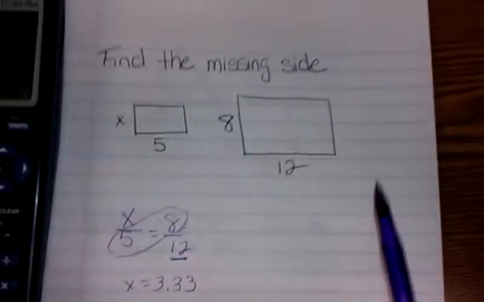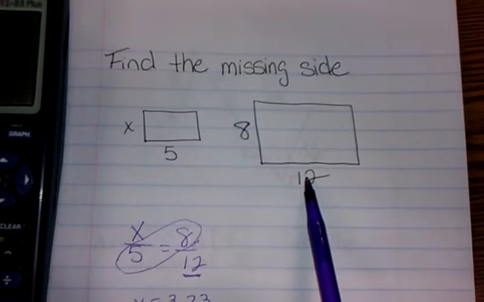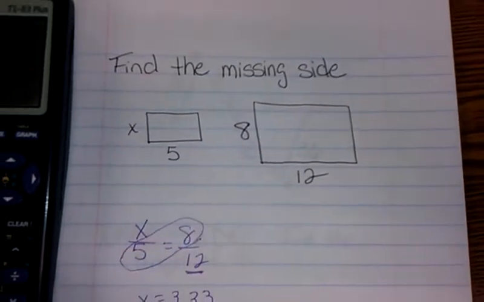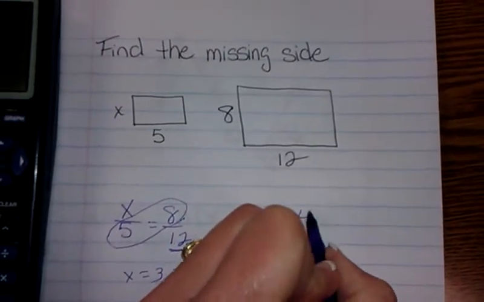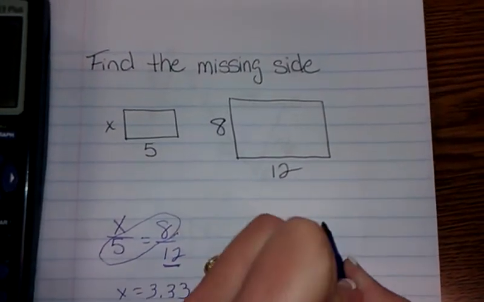Well, let's see what happens when I do my scale factor. Let's take this side divided by this side. So I'm going to take 12 divided by 5, and I get 2.4. This is my scale factor.